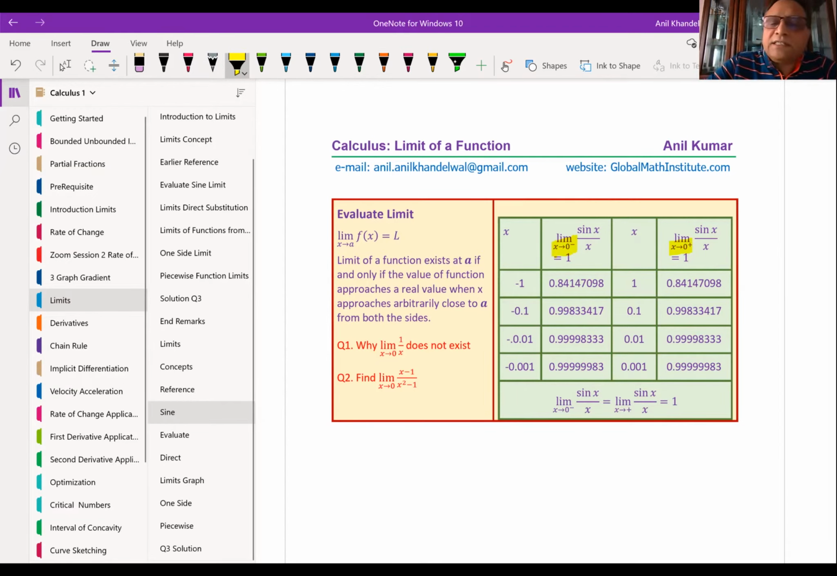Now what I did was I just calculated the values. And when I calculated the values, I got 0.99999, which is close to 1. And we can conclude from both the sides, the value of sine x over x being approached is 1 as x approaches 0. Therefore, the limit of this function, sine x over x, which is indeterminate for x equals to 0, has a limit, and the limit is 1.